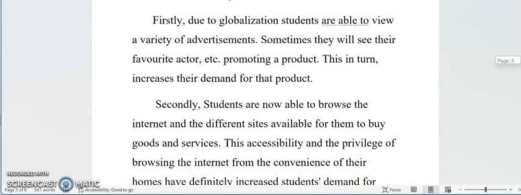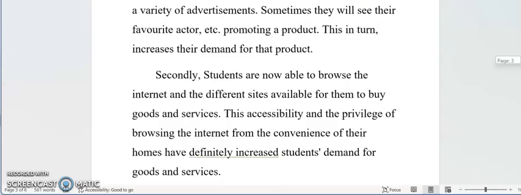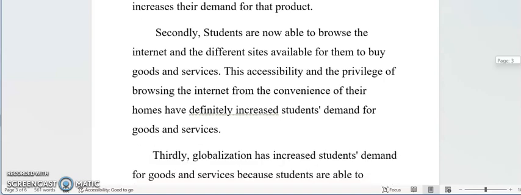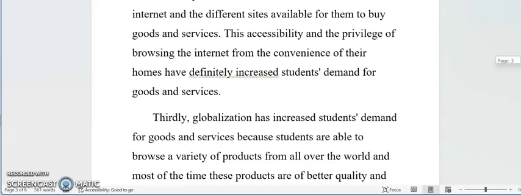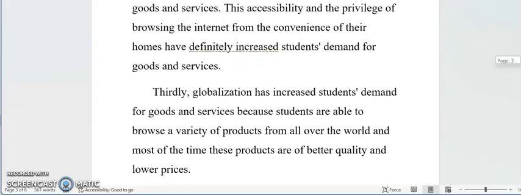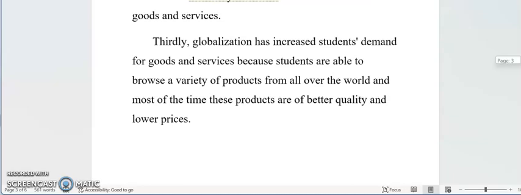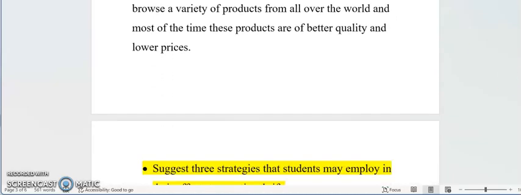Secondly, students are now able to browse the internet and the different sites available for them to buy goods and services. This accessibility and the privilege of browsing the internet from the convenience of their homes have definitely increased students' demand for goods and services. Thirdly, globalization has increased students' demand for goods and services because students are able to browse a variety of products from all over the world, and most of the time these products are of better quality and lower prices than those that are sold in their own country.